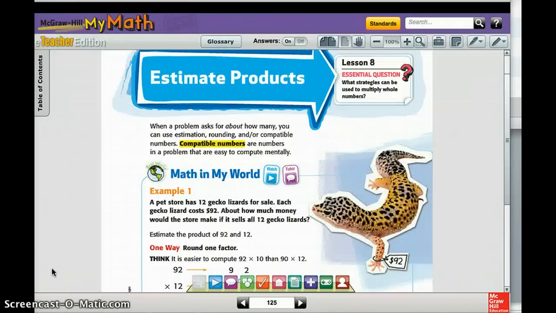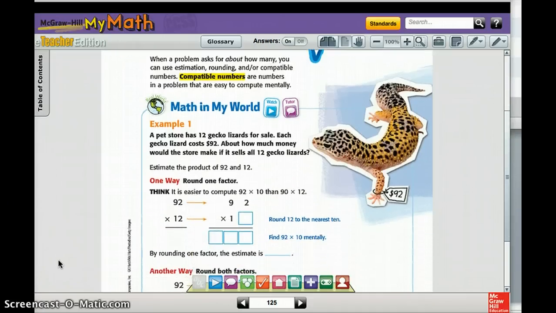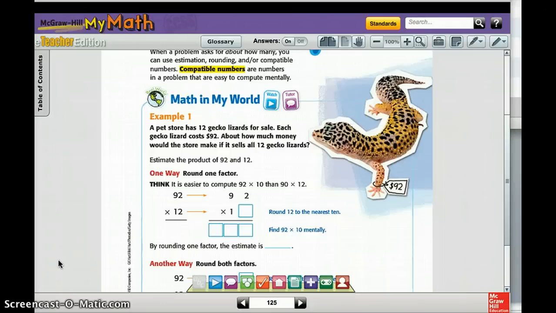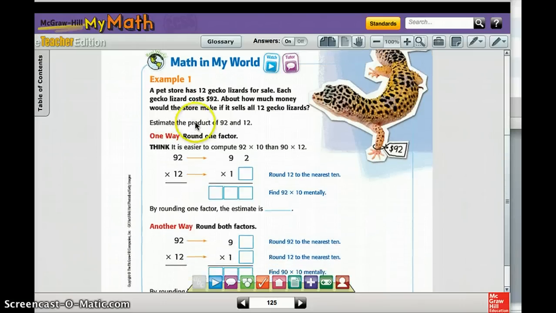All right, so let's look at this in your book. On page 125, it talks about compatible numbers, and it gives you two ways that you can round. So with the problem in the example, it wants you to multiply 12 times 92. To estimate the product, since those aren't easy numbers to round by, just to get a rough estimate, the first way you can do it is just to round one of the factors.